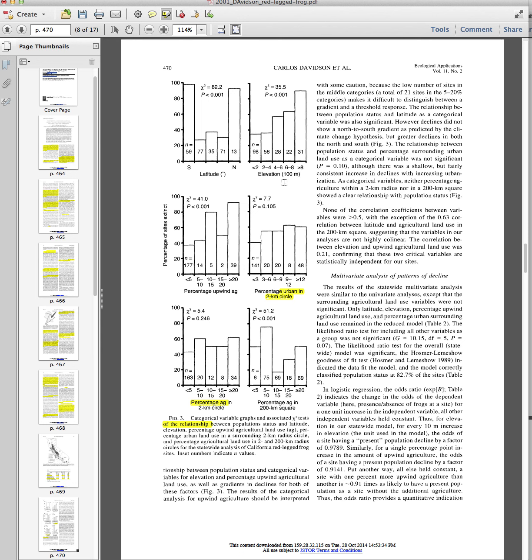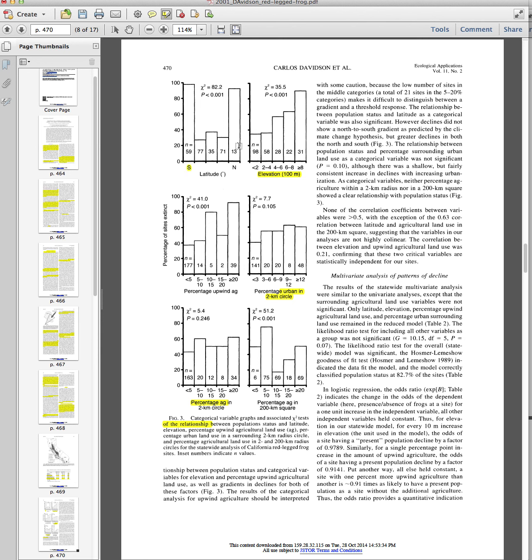Okay, for example, elevation here. The percentage of sites where frogs went extinct, right? More extinct sites with increasing elevation. Which hypothesis does that support? Okay, latitude, you don't see a good pattern here, right?